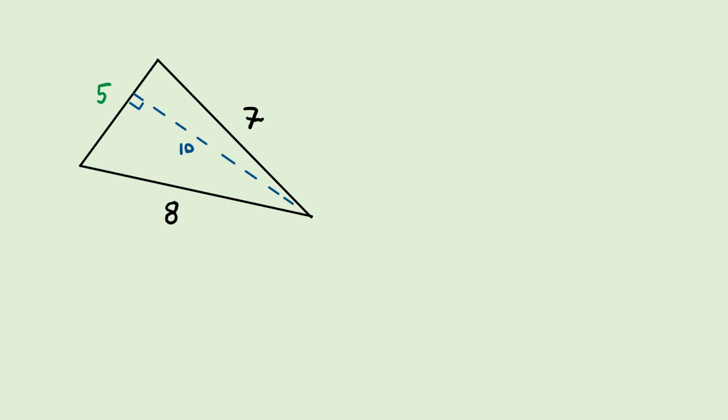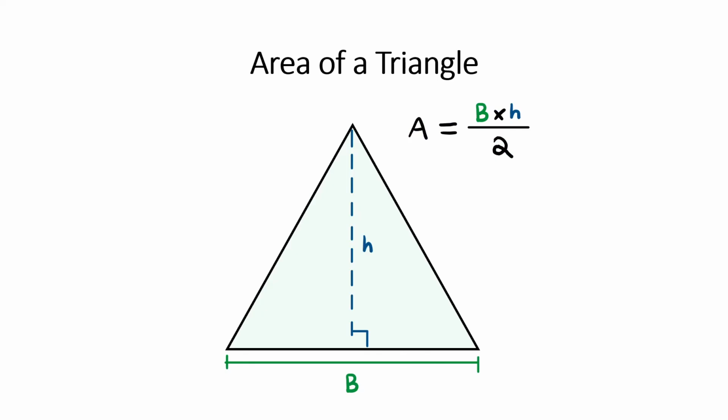Now that we know the base and height of the triangle, we can solve. Our simple formula is base times height divided by 2. We can replace the b for base with our value of 5, and our h for height with our value of 10. Now, we multiply 5 times 10, which gives us 50. We divide 50 by 2, which gives us our area of 25. That's it. That's how easy it is to find the area of a triangle.